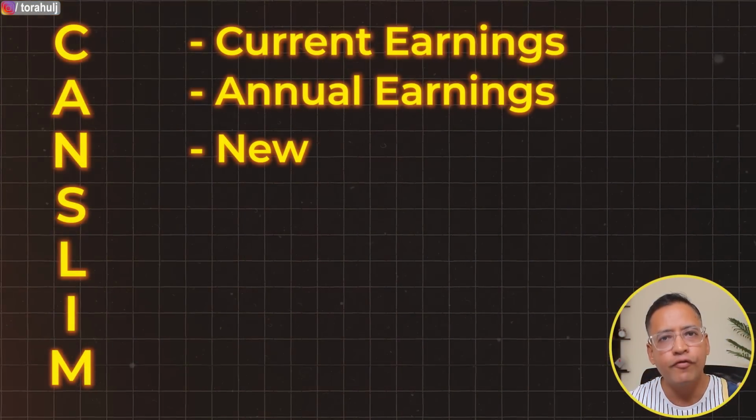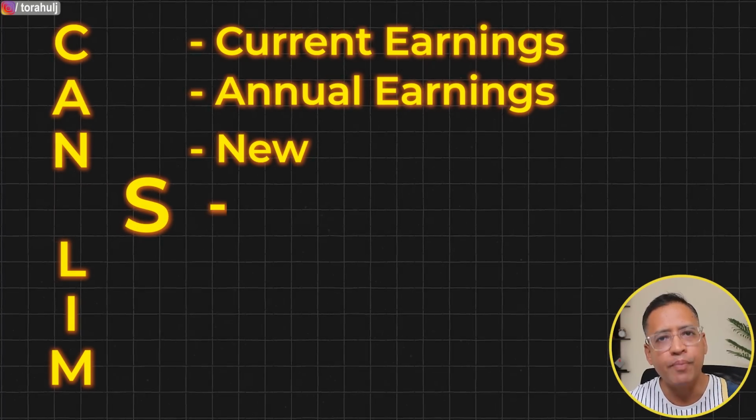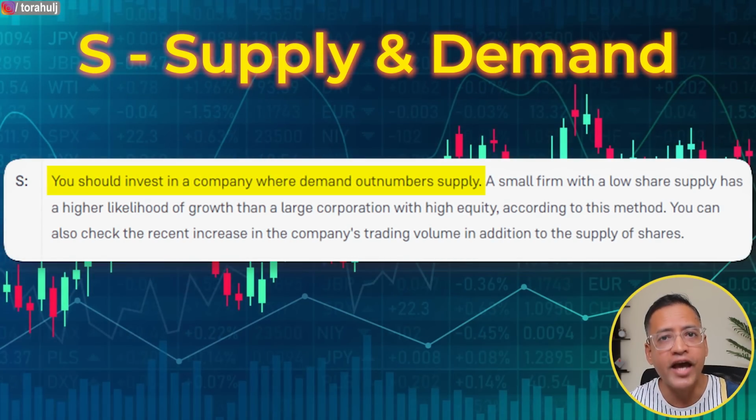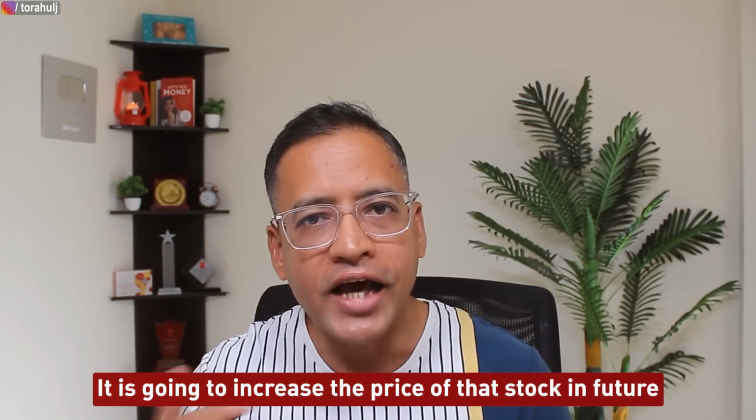Moving to letter number 4, which is S, meaning supply of the stock quantities. So basically what William said is that if the supply of a stock is limited, then what is likely to happen is that it is going to increase the price of that particular stock in future, because there will be buyers in the market, but the supply is very limited in terms of the stock quantity.